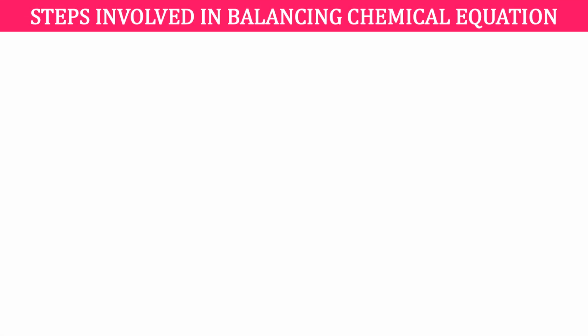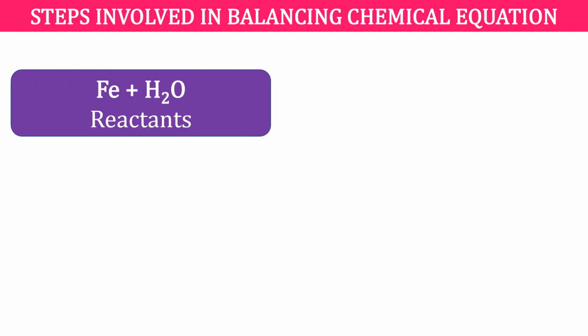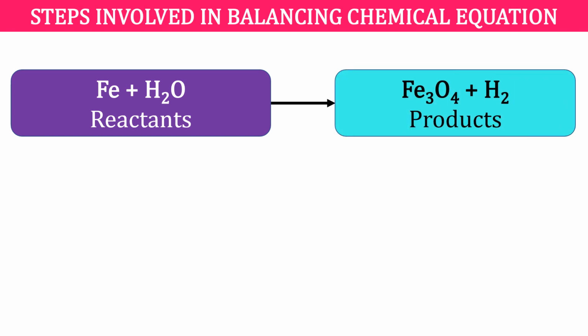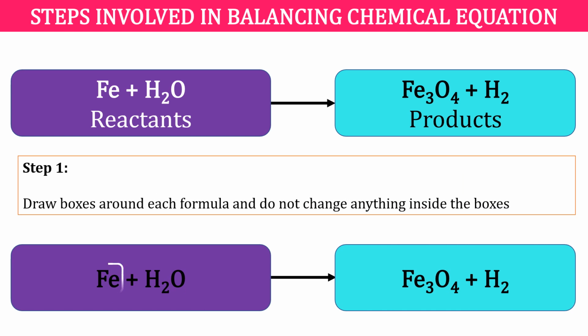Let's learn another example for the chemical reaction between iron and water, that is steam. To start with, write the formulae for iron and water as Fe and H2O on the reactant side, which react to form iron oxide and hydrogen, represented as Fe3O4 and H2 on the product side. Step 1 is to draw boxes around each of the formulae and do not make any further changes to the content of the boxes.